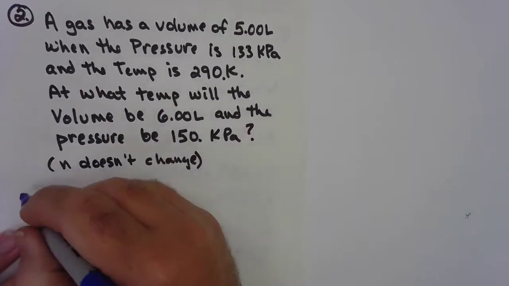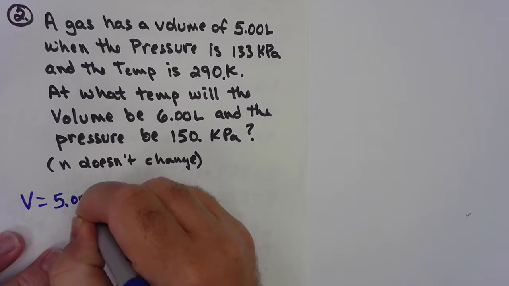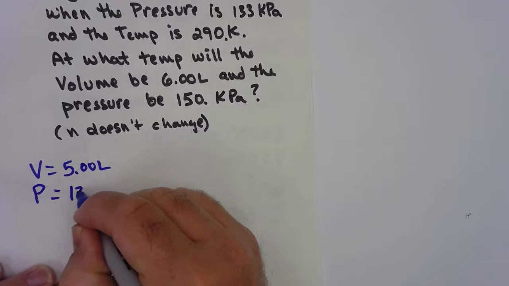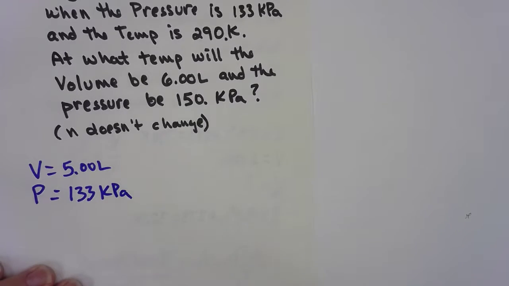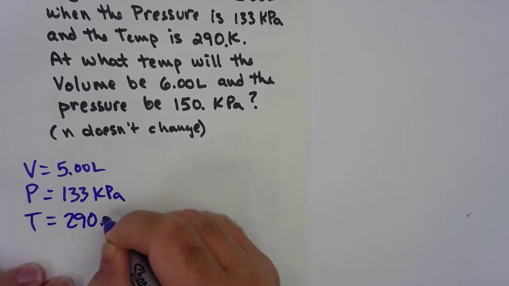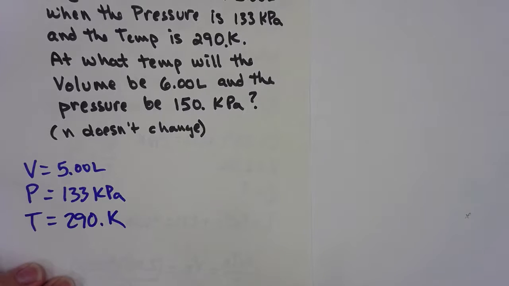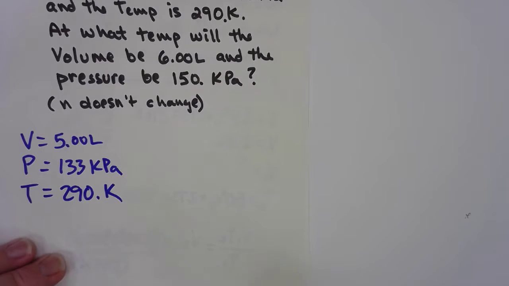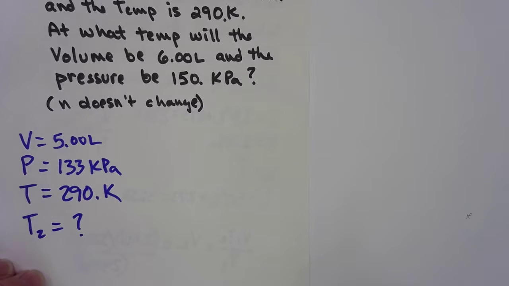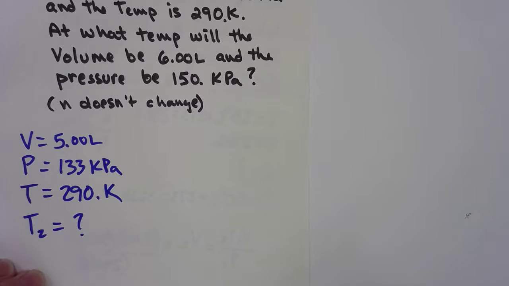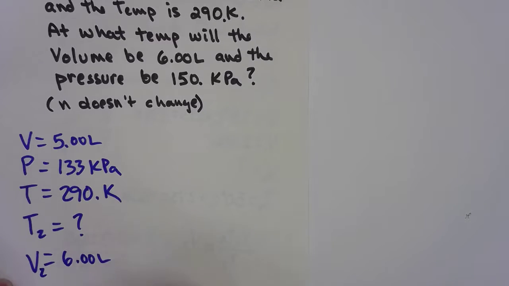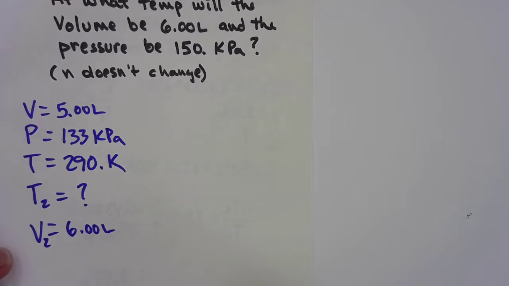The gas has a volume of 5 liters when the pressure is 133 kPa and the temperature is 290 Kelvin. That was nice, it's already in Kelvin. At what temperature? Oh, now we've got another temperature. At what temperature will the volume be 6 liters and the pressure be 150 kPa?